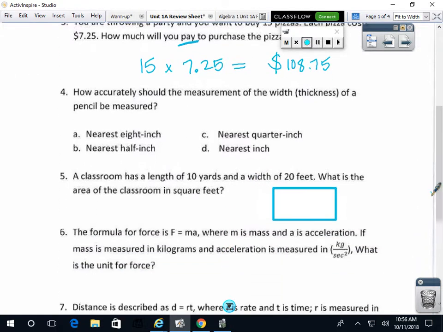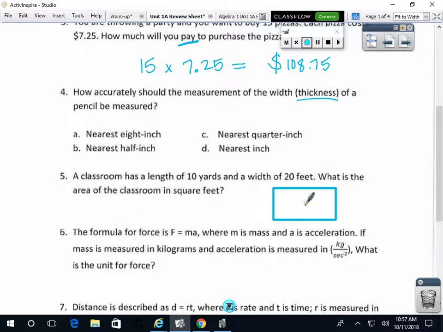All right, number 4. How accurately should the measurement of the width of a pencil be measured? Now, they are talking about the thickness of the pencil, not the length. So look over here at my ruler. From the end of the ruler to this line right here is an inch. So ½ an inch would be there. This thing, which is much thicker than a pencil, pretty much fills up ½ an inch. So what do you think a pencil might be?